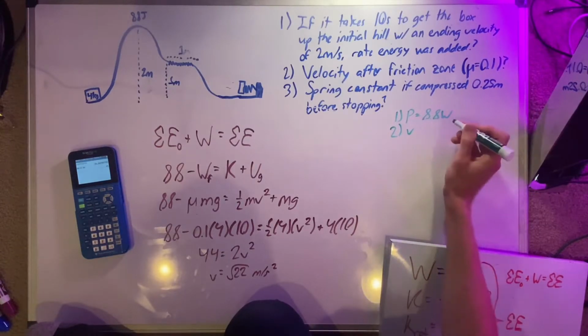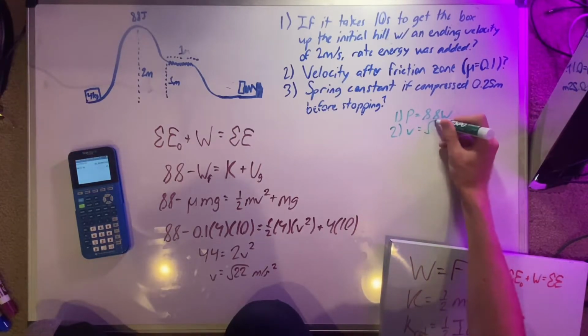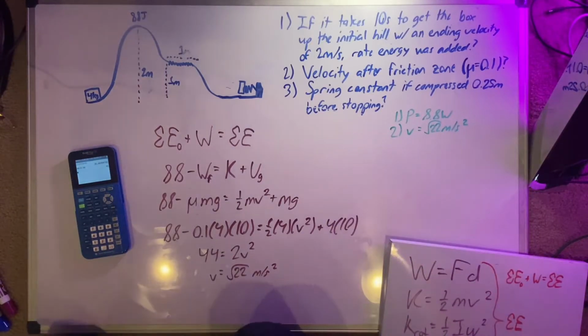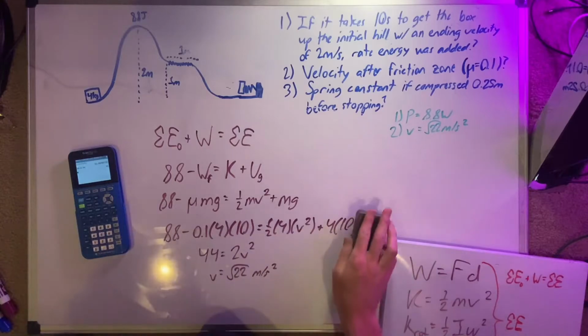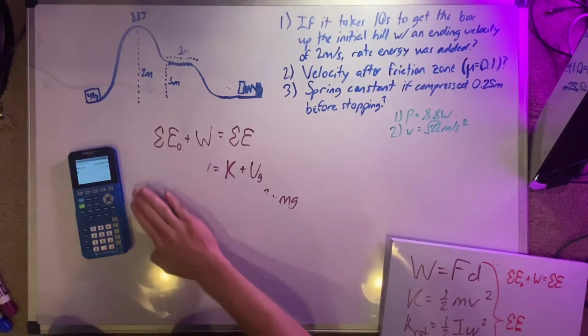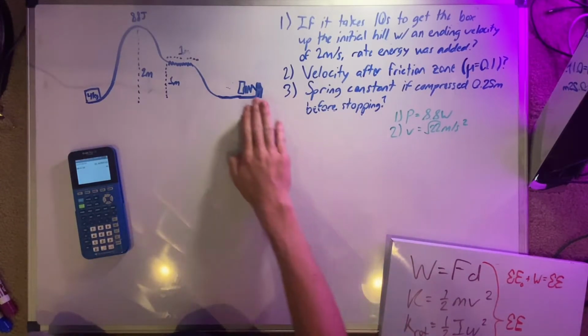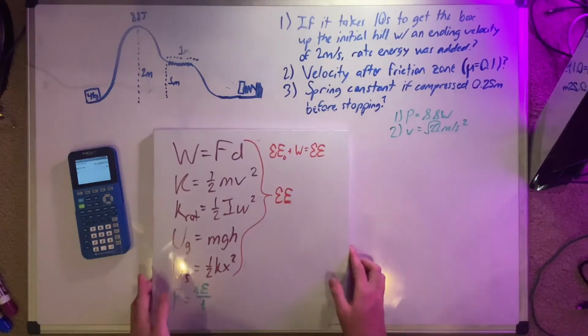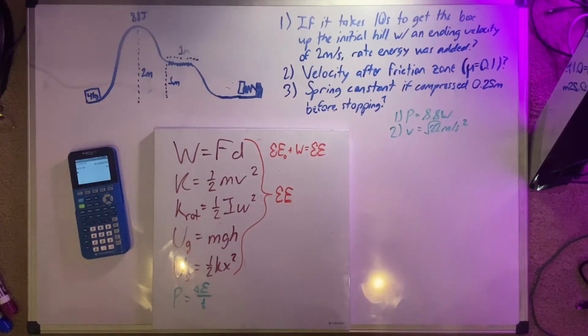So v after the friction is equal to root 22 meters per second squared. Okay. Now, I'm going to talk just for 1 second before we move on to number 3 about why I can even set up this equation. This equation can be set up because of internally how energy works.